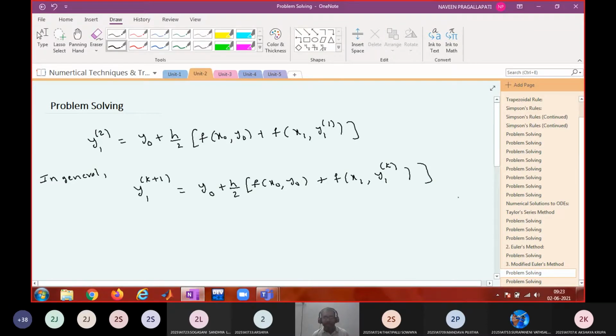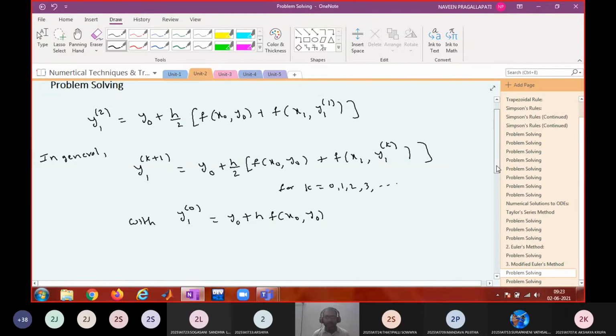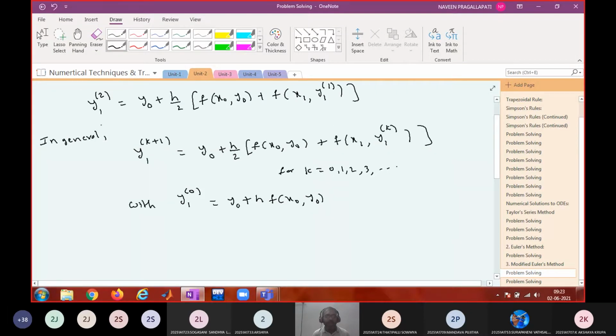Okay, so that means we are repeatedly applying this corrector formula for k equal to 0, 1, 2, 3 and so on, with y1 power 0 given by Euler's formula. The initial estimate is given by Euler's formula: y naught plus h into f of x naught. Is that okay? So if you want to improve the accuracy, you can repeatedly apply the corrector formula.